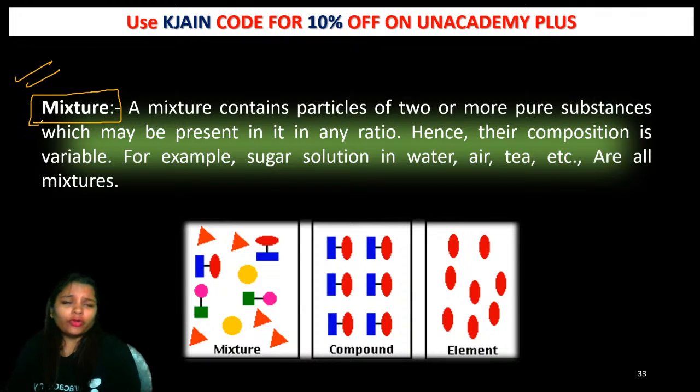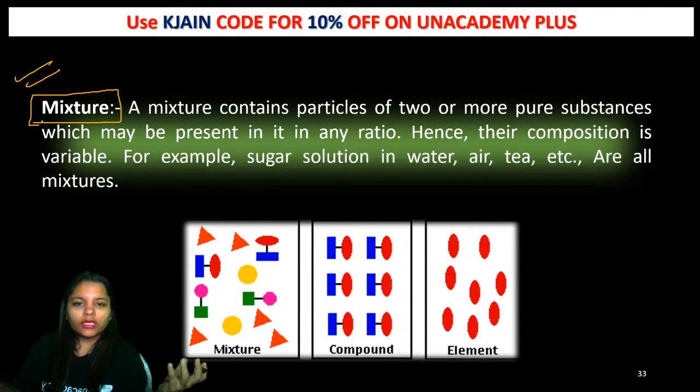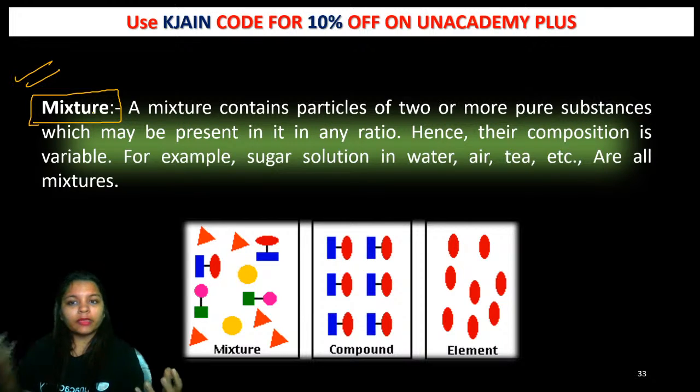A mixture: we are taking two or more things together and mixing them. That will form a mixture. But we can take any ratio. If I'm mixing A and B, then I can take 4 grams of A and 6 grams of B. I can take any composition.